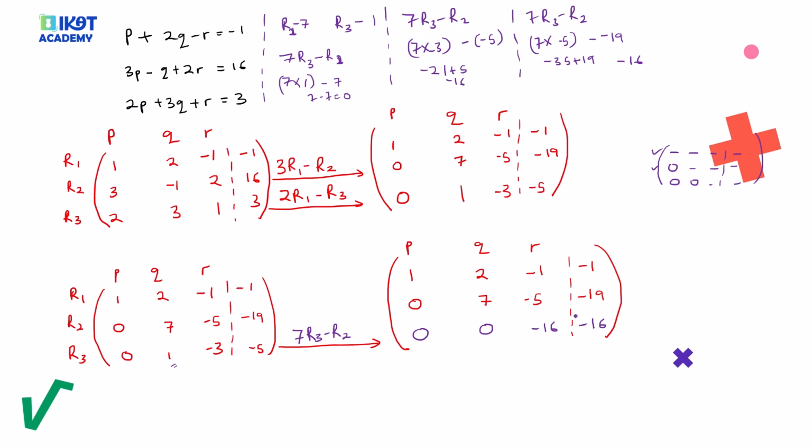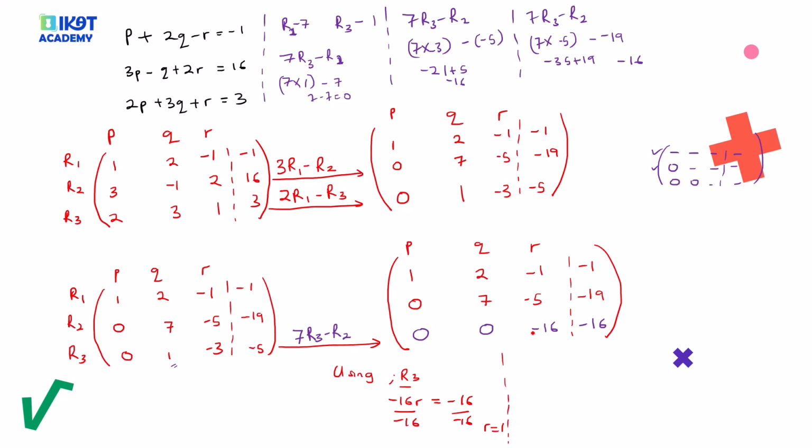So now we've used row reduction to echelon, but now we have to find the answer to solve this equation. We've reached this point. So now we're going to use the coefficients. Using this R3, we're going to say negative 16R is equal to negative 16. Divided through by negative 16, R is 1.